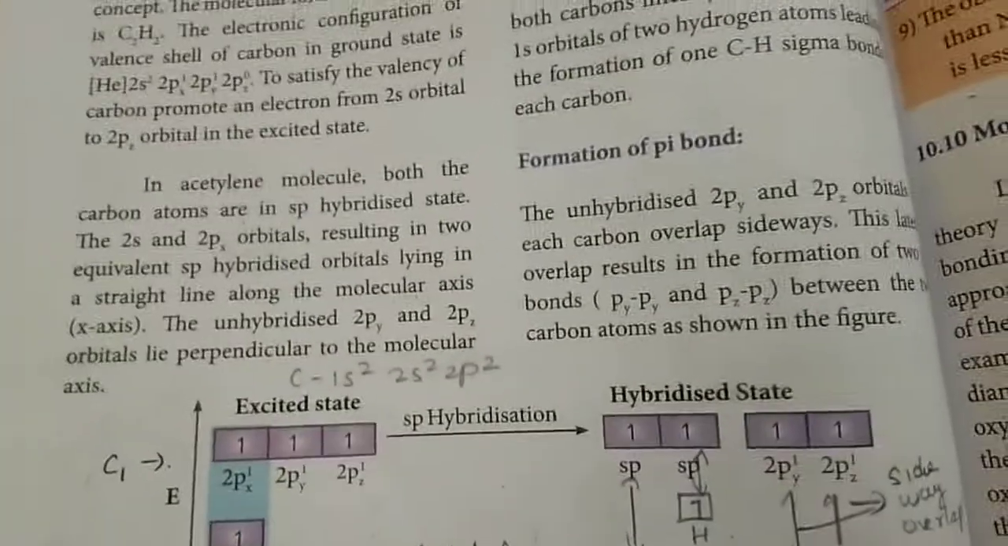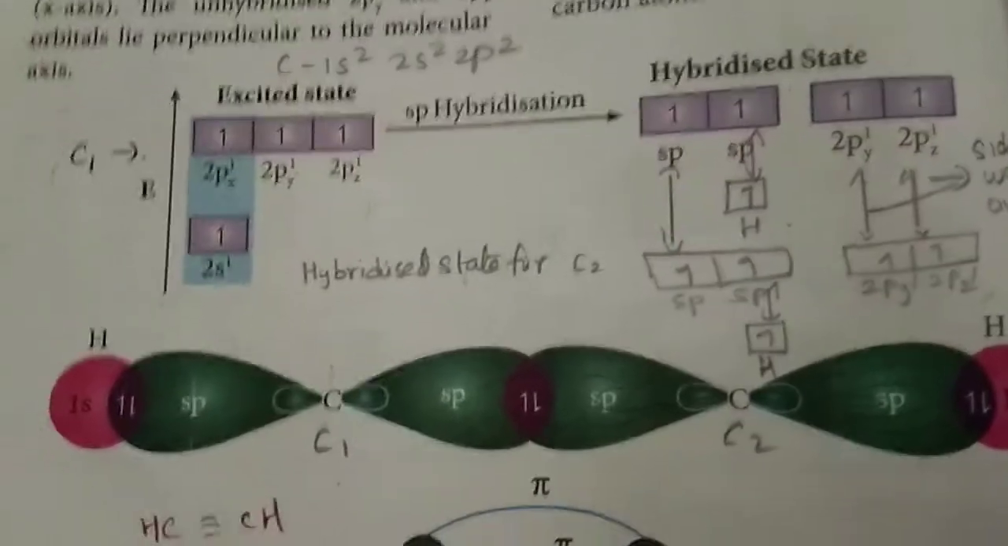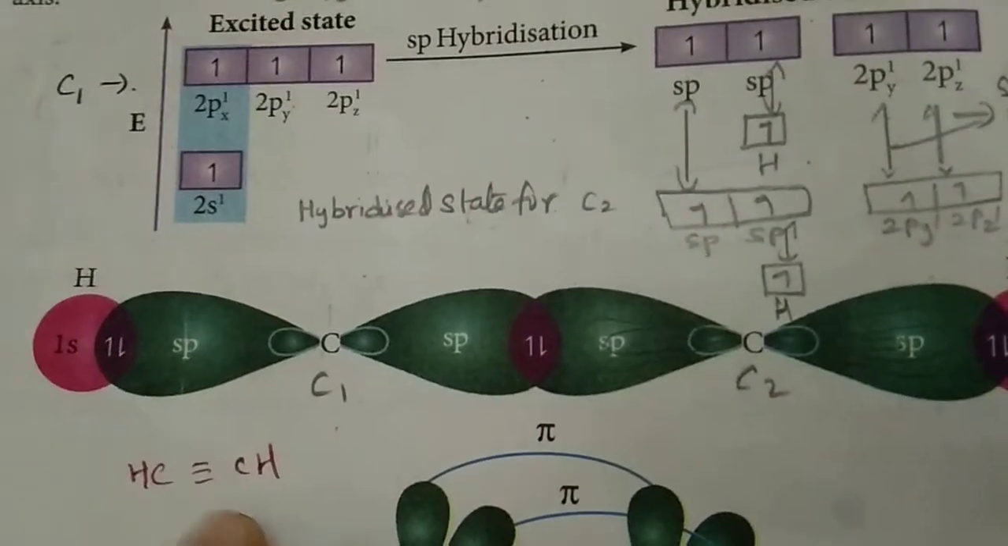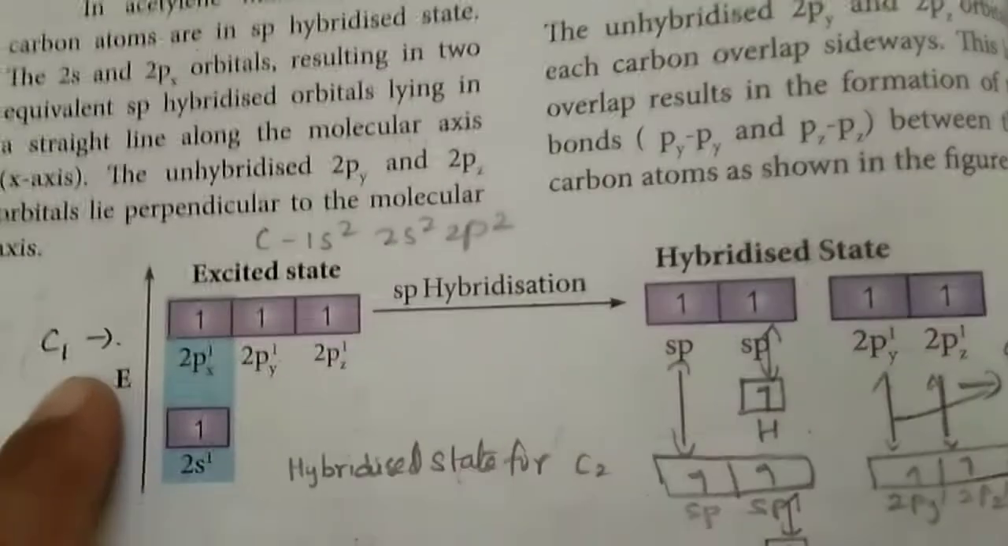Bonding in acetylene. What is the molecular formula of acetylene? C2H2. So this is the structure: CH≡CH. Do you not already know that?